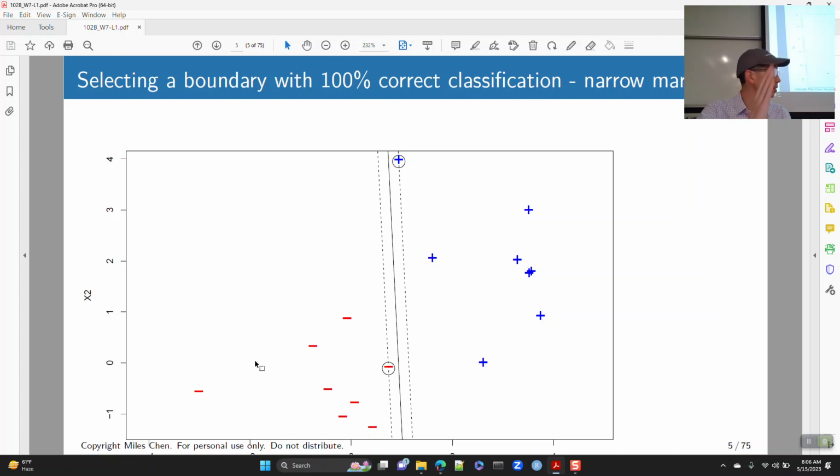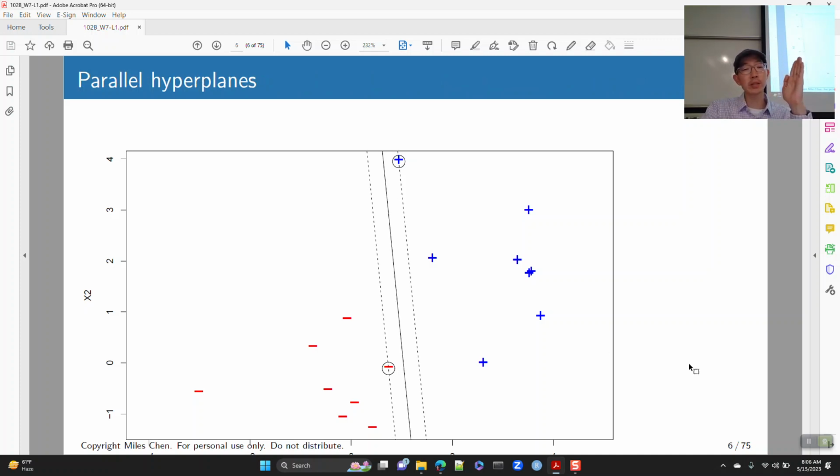Okay, now this boundary, the line in the middle, will correctly classify everything in my training data. Right? If I say everything to the right of this boundary is going to get classified as blue, everything to the left of the boundary gets classified as red, that's going to be 100% correct. But the margin, we would say, is not very wide. Okay. Now, if I rotate this, we can see by rotating the boundary, by changing the slope of this, now my margin is a little bit wider.